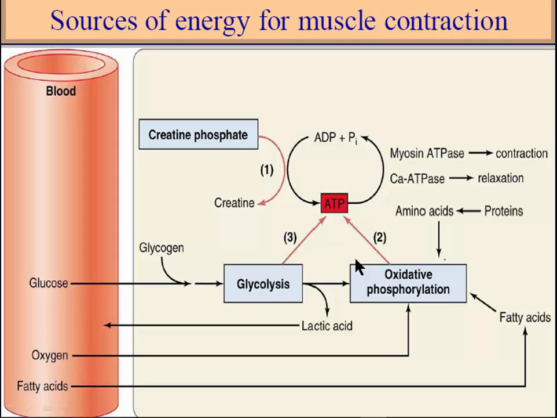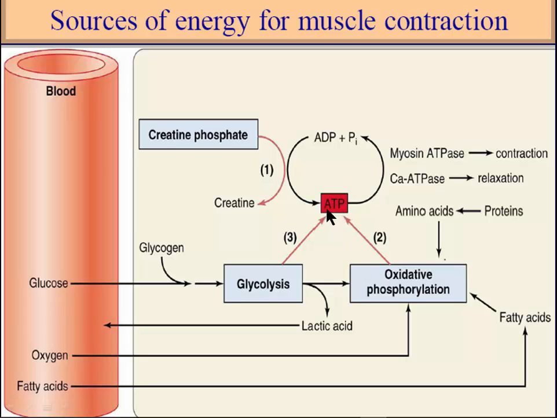But unfortunately, the amount of ATP that's stored in the muscle cell is not sufficient for prolonged contraction. We only have 4 millimolar of ATP inside the muscle cells, only 4 millimolar. This 4 millimolar is sufficient for muscle contraction for only 1 to 2 seconds. So what will the muscle cell do after these 1 to 2 seconds? It has to regenerate the ATP. So we'll now talk about the ways by which the muscle can regenerate the ATP.